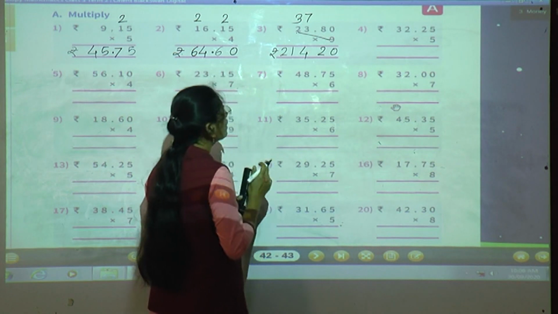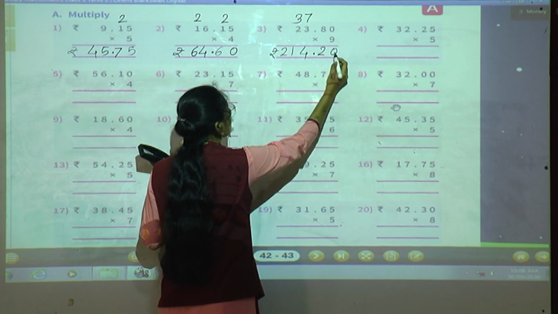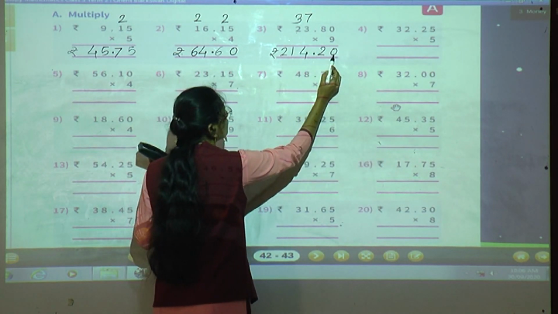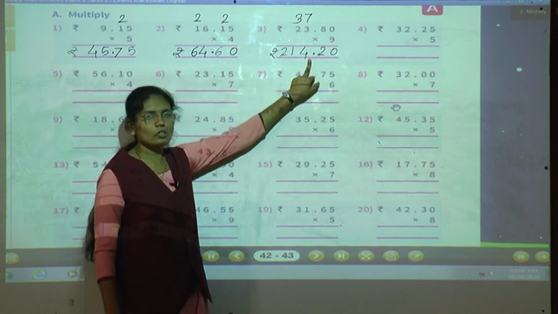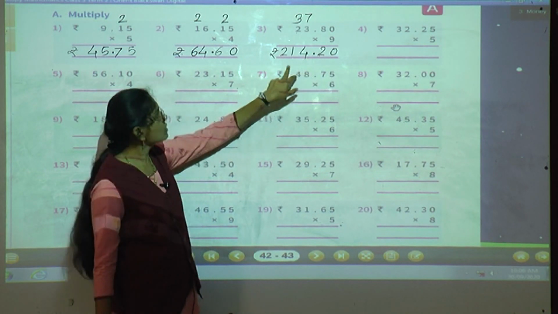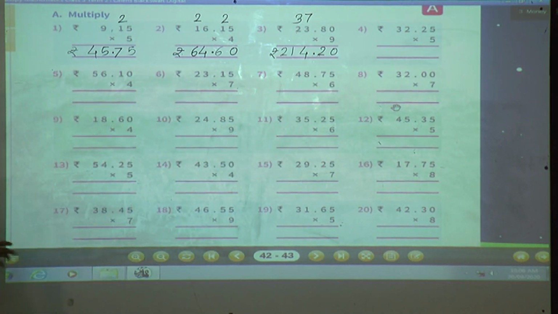Now we have to give a dot. Where will you give the dot? From the right side, before the second digit. First, second. This is the second digit. Before the second digit we have to give the dot. So here we will give a dot. So what is the answer? Rupees 214.20. Okay. Clear? Okay. Now see the next example, that is the fourth one. Rupees 32.25 into 5. Do the multiplication. While doing the multiplication, forget the point and do the simple multiplication.